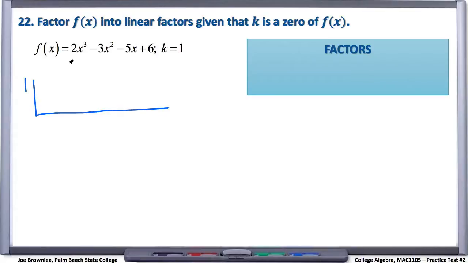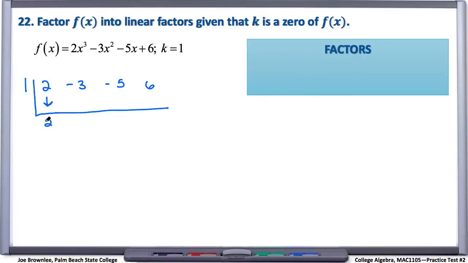We know that with synthetic division, we have to make sure that we are in descending order of powers and that we're not missing any terms. So here we go from 3 to 2 to 1 to none, our constant. So we're in good shape. We're not missing any terms, which means we can go ahead and bring our coefficients right down. So we have 2, negative 3, negative 5, and positive 6. We know we always bring this first number down no matter what it is.